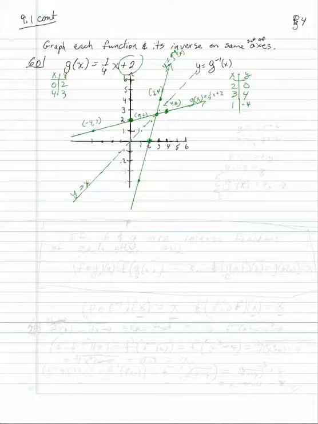Okay? Now if I wanted to work it out and graph it, you certainly can do that. So we know that y equals 1/4 x plus 2. We switch the x and y. Solve it, so subtract 2, and then multiply everything by 4. So my g inverse of x is 4x minus 8.